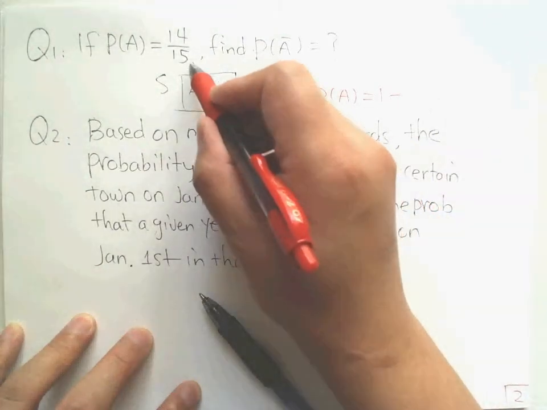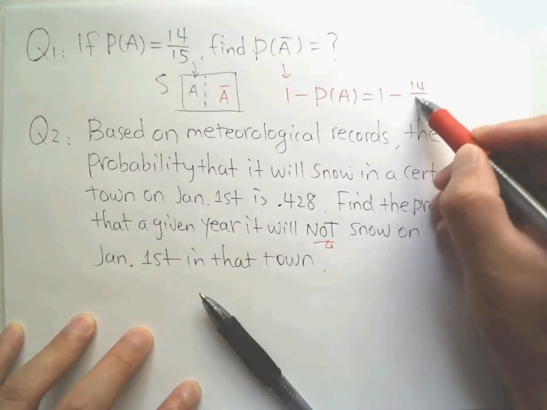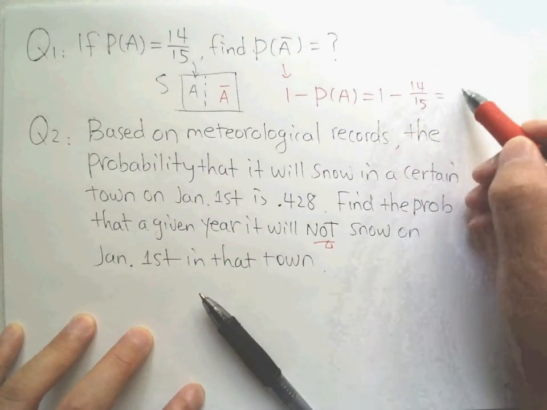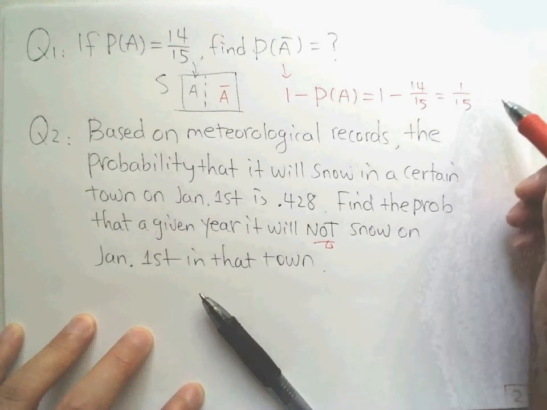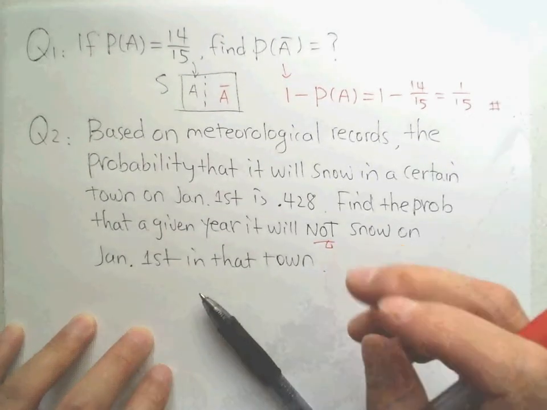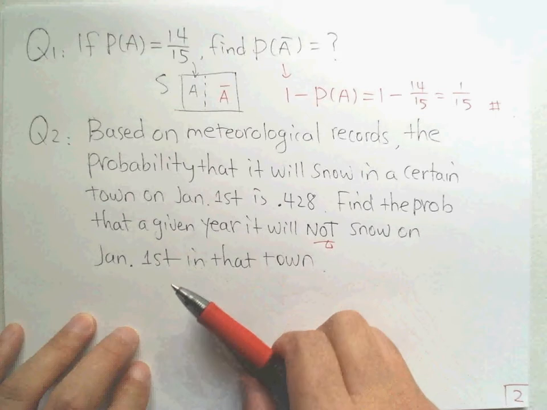The probability of A is 14 out of 15, so you do the calculation and get 1 out of 15. So for this example, just use the formula. Now we look at the second example.